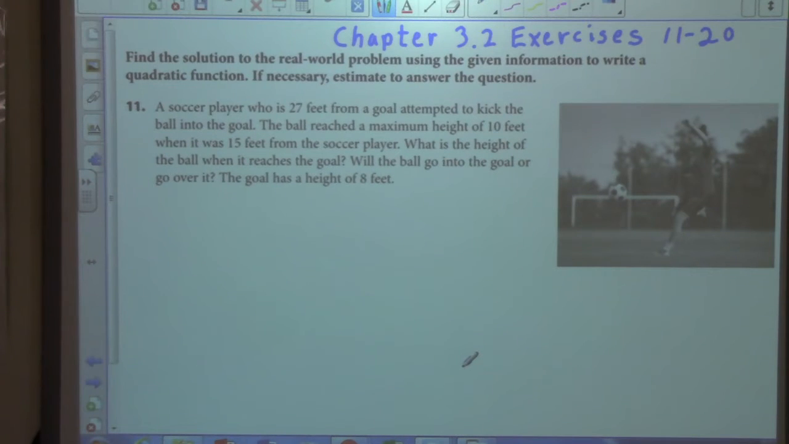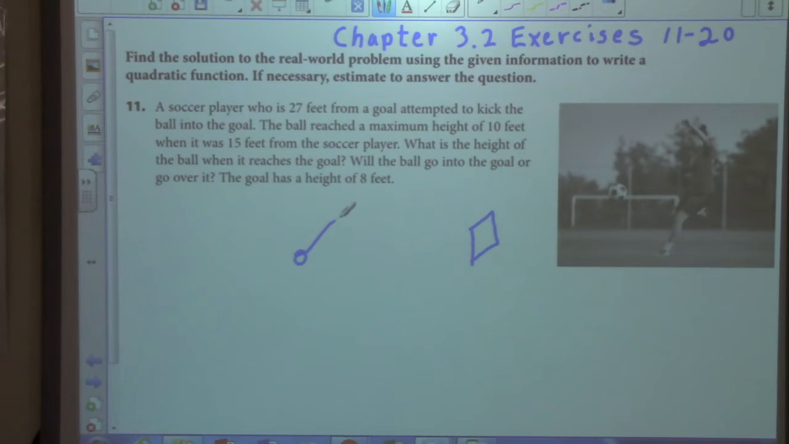Okay, we've got a soccer player who's 25 feet away. So I can start spinning the wheels right now, or do you want me to just go over this one? Go over. So right now we have a soccer player 27 feet away from a goal. So here we have a goal, and we have a soccer player here, 27 feet away.